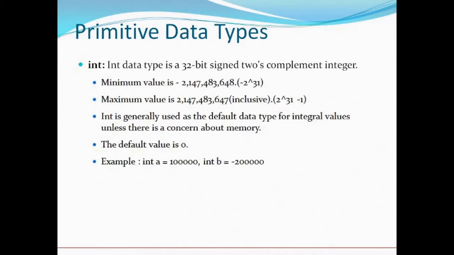Int is generally used as the default data type for integer values, because everybody knows and is familiar with the integer data type. So if a person doesn't want to experiment too much with the numerical data types, then he uses the int data type. The default value is 0 here, and you have to initialize a variable just like you do with any other data type.